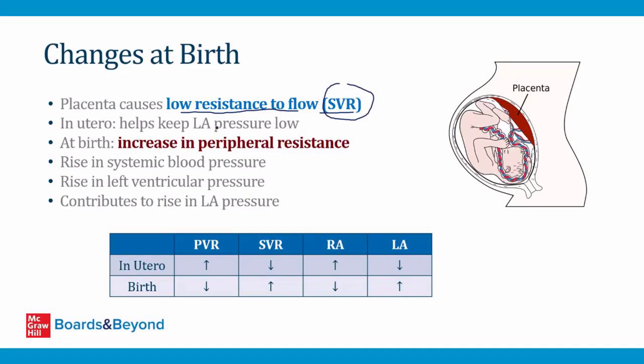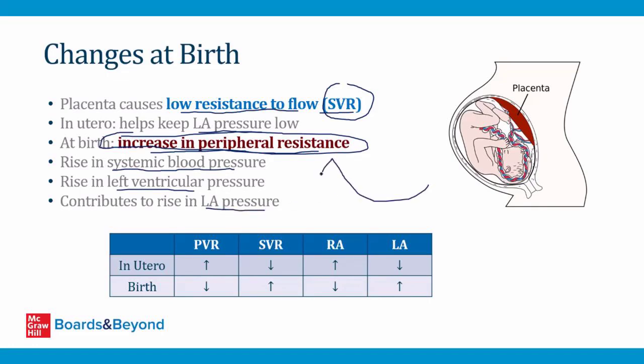In utero, this is one of the things that helps keep the left atrial pressure low. It's so easy to move blood out of the left ventricle in utero that the left atrium is always being drained of blood and the pressure is very low. But at birth, when you take away the placenta, there's a sudden increase in peripheral resistance, and it's very high yield to understand this physiologic change that occurs at the time of birth. This is going to do a couple of things. First of all, there's a rise in the systemic blood pressure in the baby. There's a rise in the left ventricular pressure, and there's also a rise in the left atrial pressure. All of these things come from the increase in peripheral resistance when the placenta goes away at the time of birth.